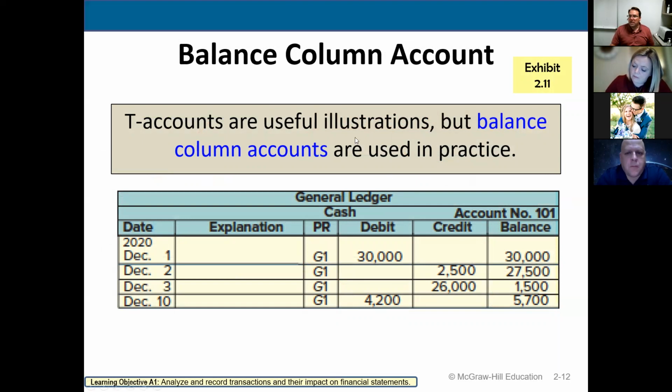So I showed you a T account a minute ago. This is similar to that, except it shows the debit and then it keeps a running balance. So this is what we usually call a balance column account. So the account was debited 30,000, has a balance of 30,000, then it was credited 2,500. So the new balance is 27.5. Was credited 2,600, so it has a new balance of 15, etc.